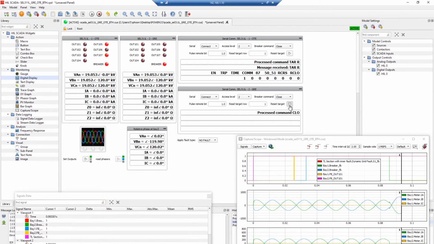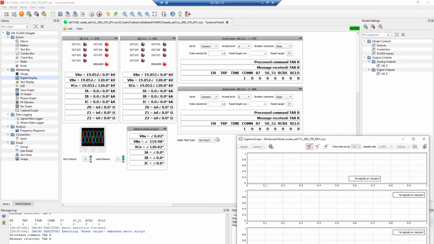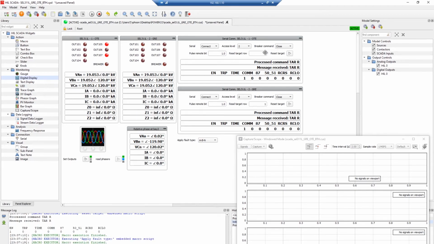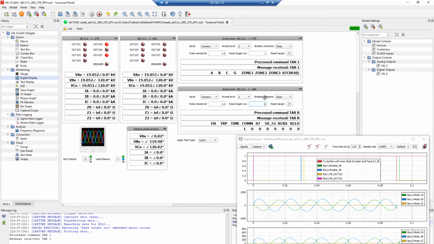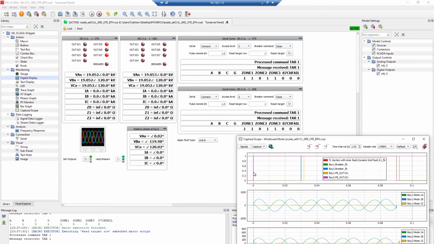I'll reset the targets. Let's do one more. This time phase A to phase B and ground. Both of them tripped. Let's read some information from the relay. So now they understood also that the fault is AB and ground. That's correct. And also understood that the fault is within zone 1. Again, we have the capture here that shows how the relays operated.